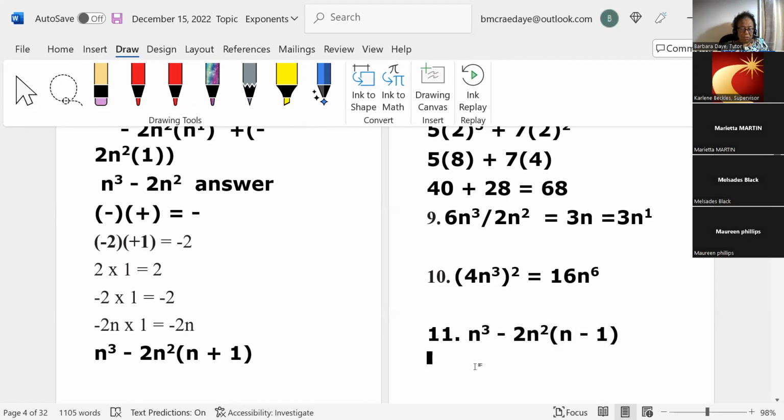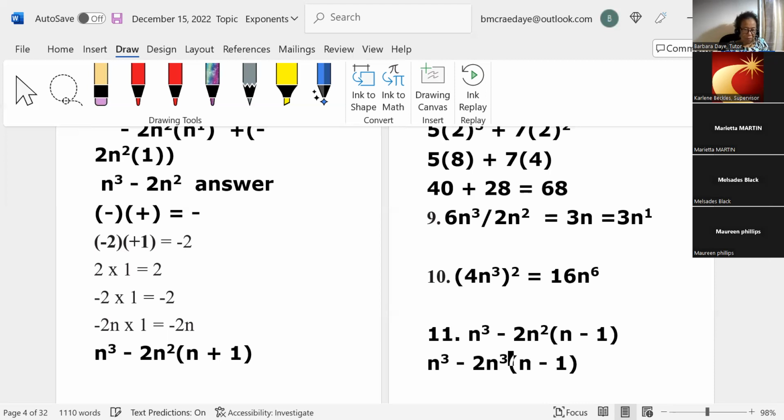Let's just copy that again, and I want you to multiply. What's minus 2n to the second times n? What would that give you? That will give me minus 2n to the third power. That's right. So let's just put that here.